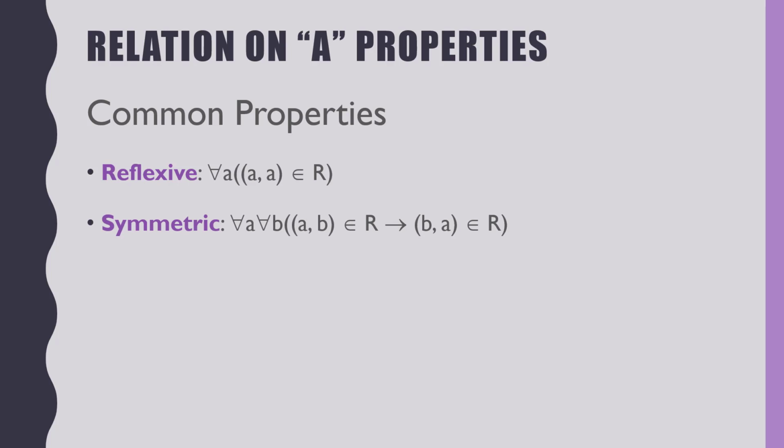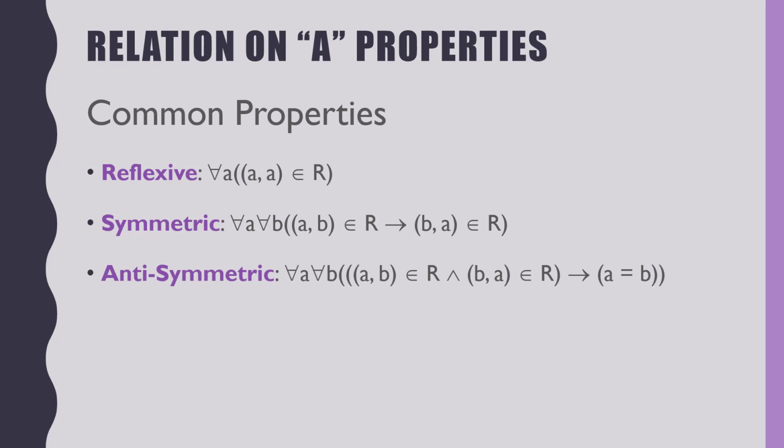Okay, symmetric. For all A and all B, if A comma B is an element of the relation, therefore B comma A must also be an element of the relation. In other words, if there's a 1 comma 2, there better be a 2 comma 1. If there isn't a 1 comma 2, then there doesn't have to be a 2 comma 1. It would vacuously still hold and be symmetric.